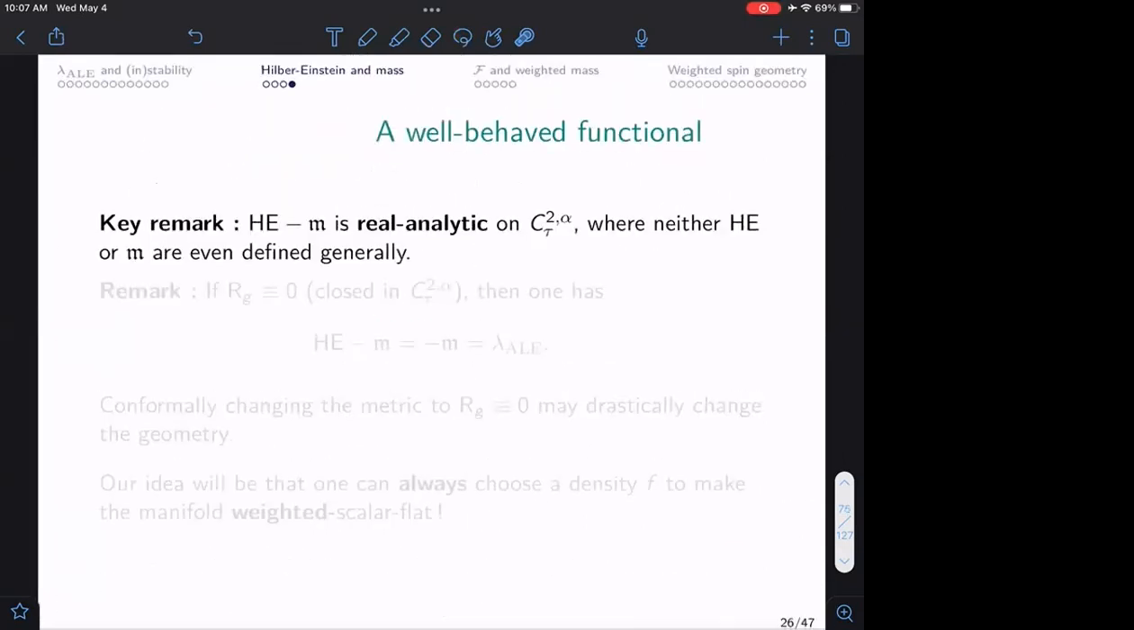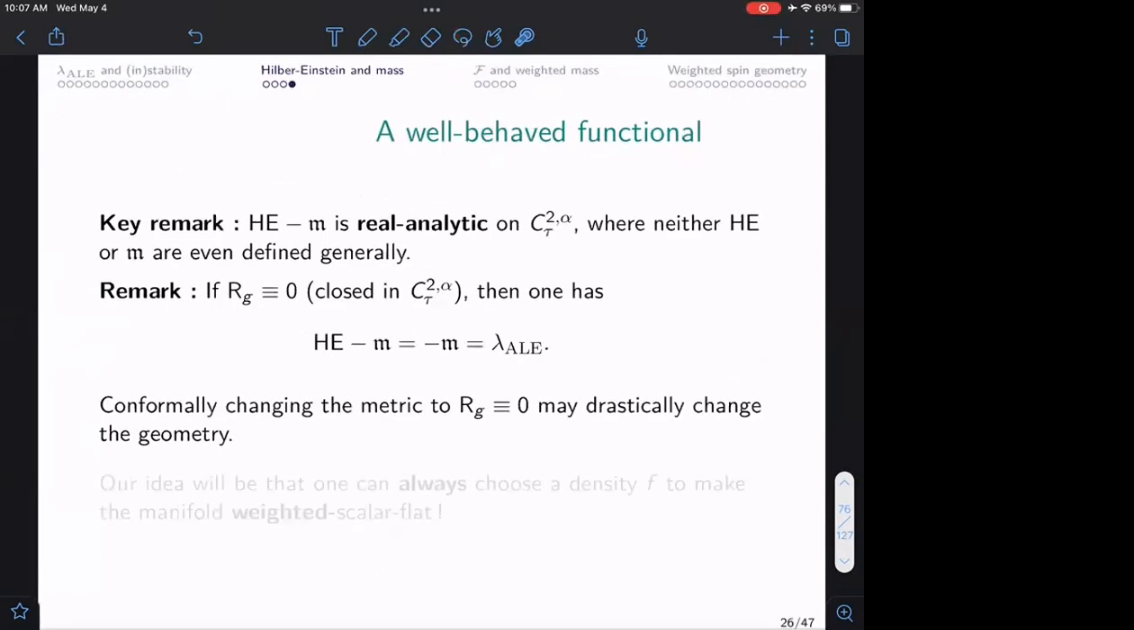Maybe some remark, which was actually our motivation with Alex to subtract mass, is that Hilbert-Einstein minus mass. So Hilbert-Einstein is not defined, mass is not defined everywhere, but the difference is always defined. It's real analytic, it's a very nice functional. And again, if you are scalar flat, your mass inherits all of the good properties. I don't know if this is one of the reasons why everyone starts the positive mass arguments by conformally changing the metric to scalar flat, but that's a good motivation, at least.